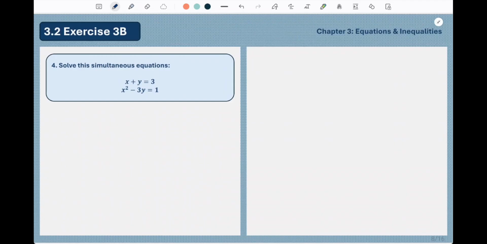This is a quadratic simultaneous equation, so for sure at the end we will get two pairs of solutions. What we're going to do here is substitute the value of x in terms of y into this one. First, we write x in terms of y. We've covered a similar example in the last session, just the one before this one. You can check that out.